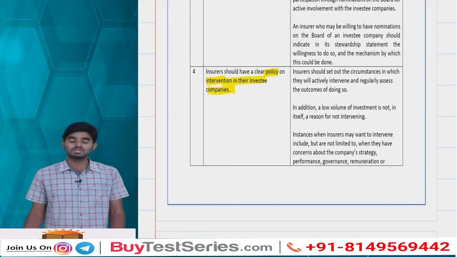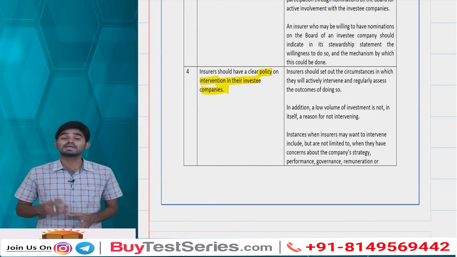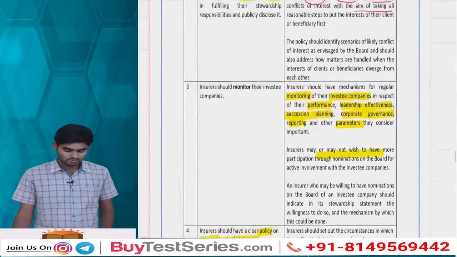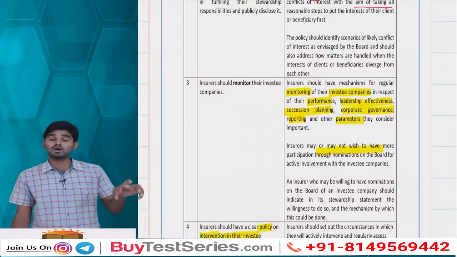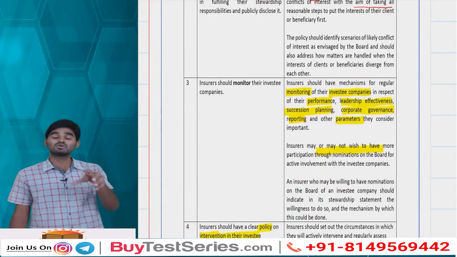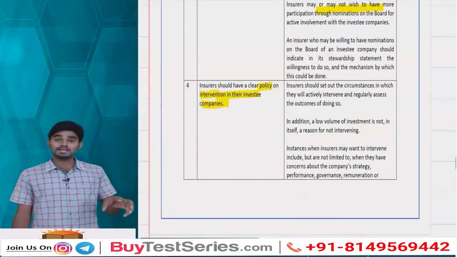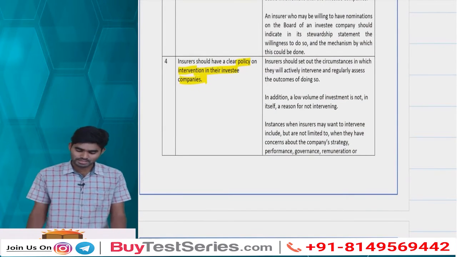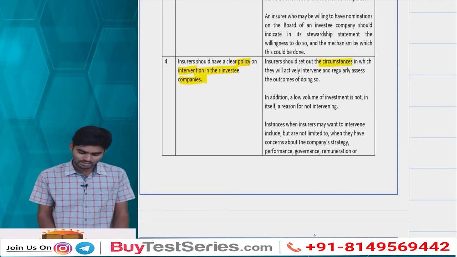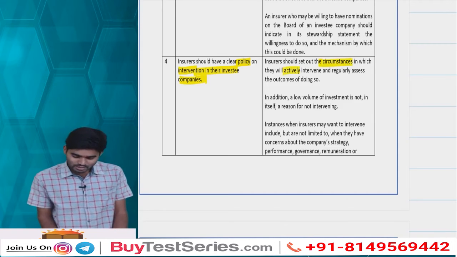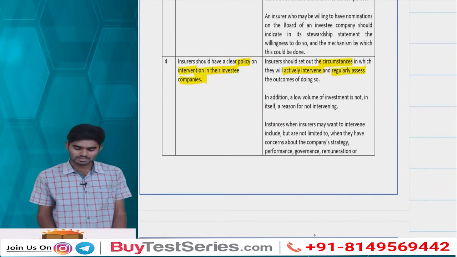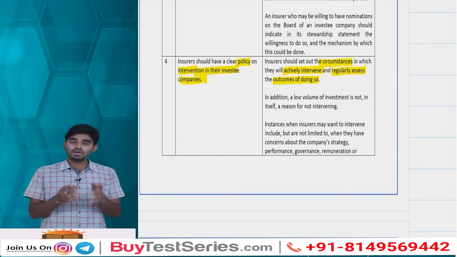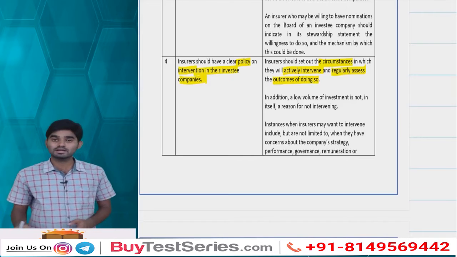Intervention in the investee companies. That means your engagement, active participation in the investee company. Sir, first of all, what you said earlier is only about monitoring the investee company. Here it is participating in the investee company. How? Insurers should set out the circumstances in which they will actively intervene and regularly assess the outcomes of doing so. Sir, how you are going to actively participate in that company?